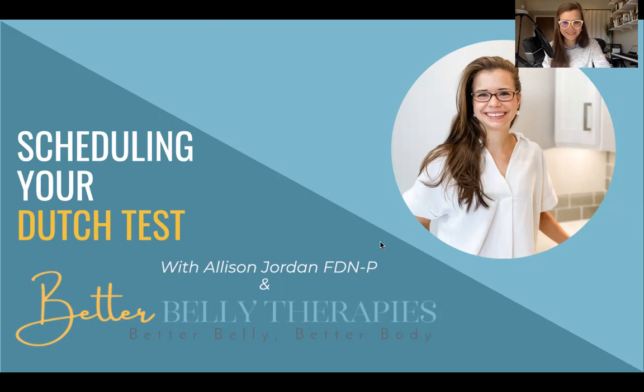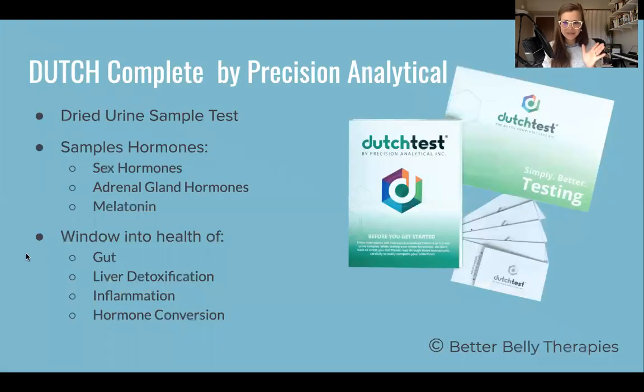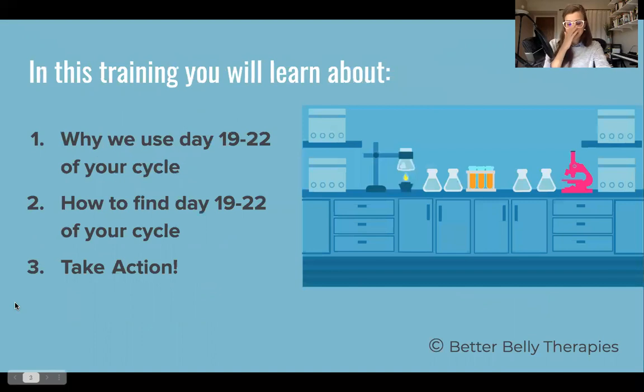Let's jump in. So as a review, this is what your Dutch test looks like. It is a dried urine sample test, and it is something that is checking out your hormones. And for women who are menstruating, we want it in a certain window in your cycle, which is day 19 through 22. So the question is, what is day 19 through 22? In today's video, you're going to be learning about why we use day 19 through 22 of your cycle, how to find it, and then help you take action.